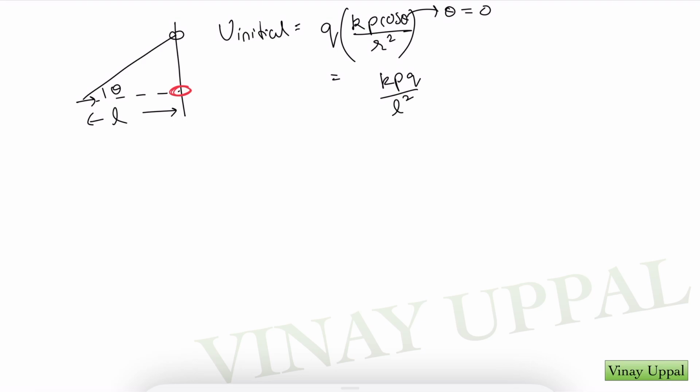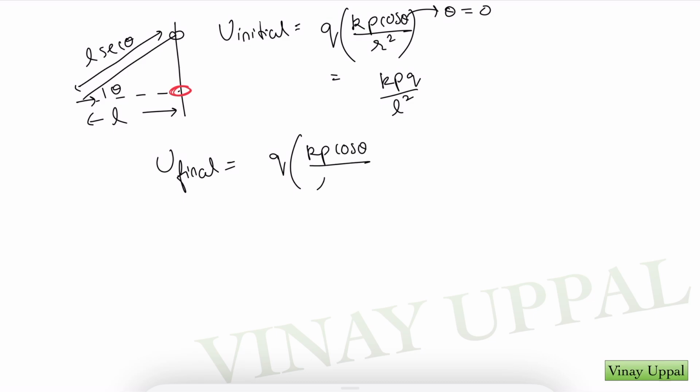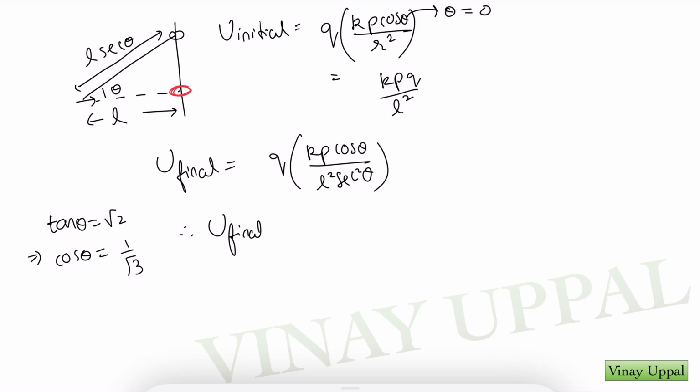Alright, what about the final position here? First of all, this length would be L sec theta. So the final potential energy would be q times kp cos theta divided by r squared, where r would be L sec theta, so L squared sec squared theta. What about theta? We had tan theta as root 2, so can I write cos theta as 1 by root 3? And therefore the final potential energy would be kpq by L squared times cos cubed theta, so that will be 3 root 3 in the denominator. So this will be our final potential energy.